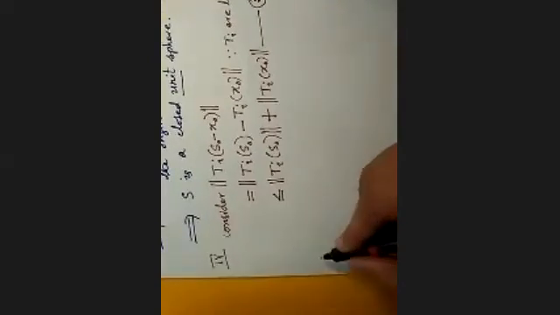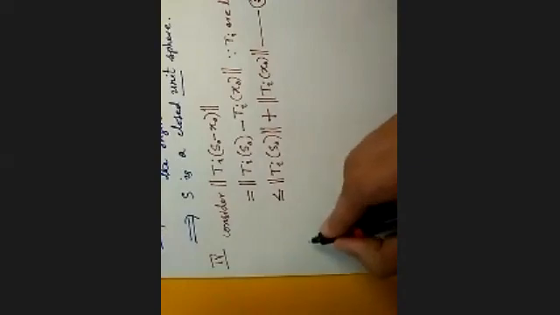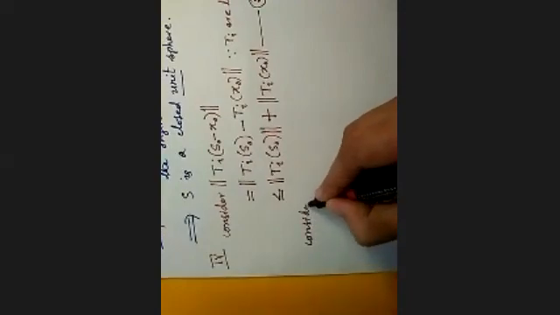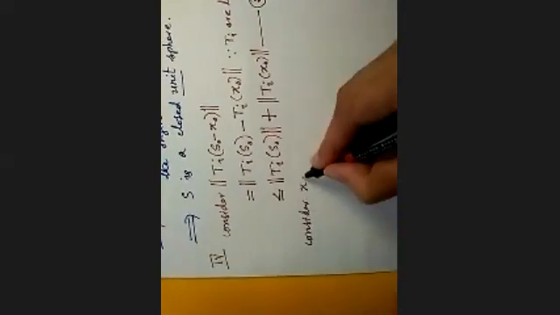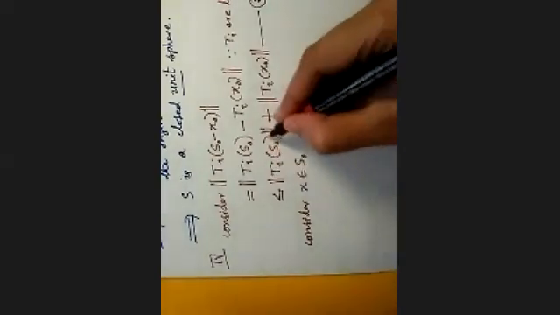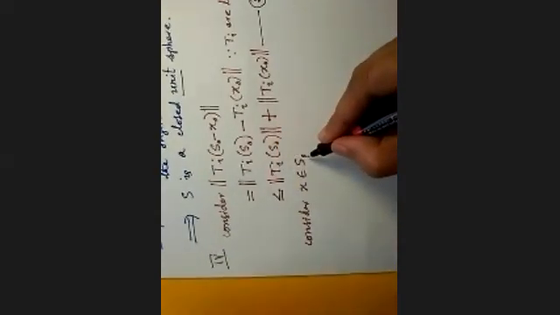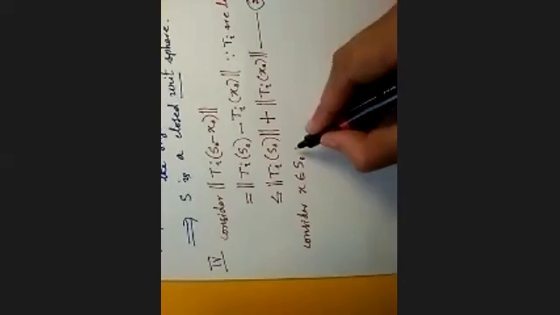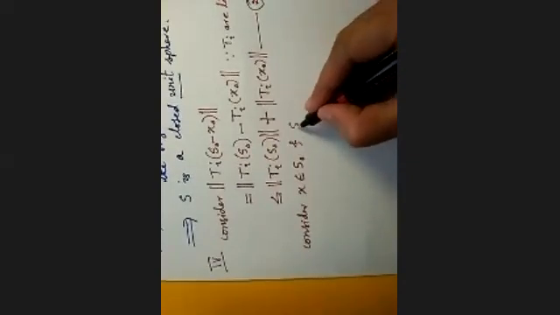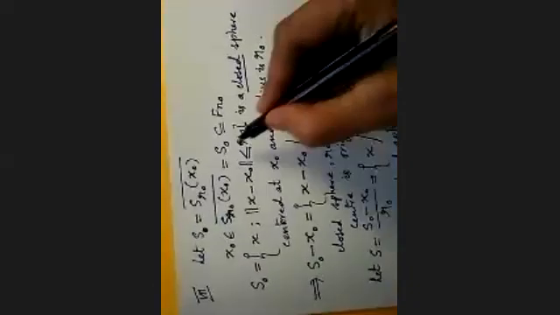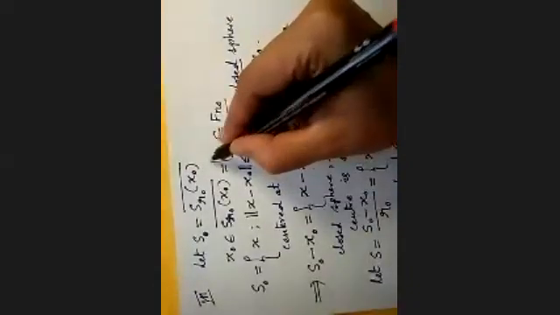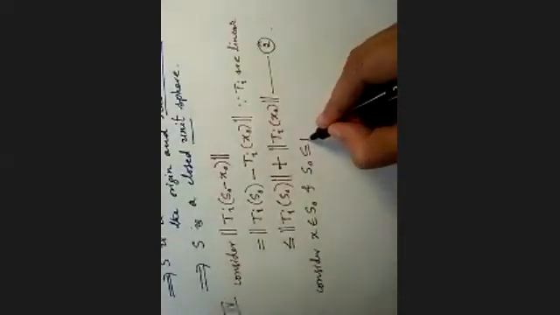Now again consider, take any element belonging to S naught, which is what it is. I'm taking any element belonging to S naught. And our S naught is contained in Fn naught.